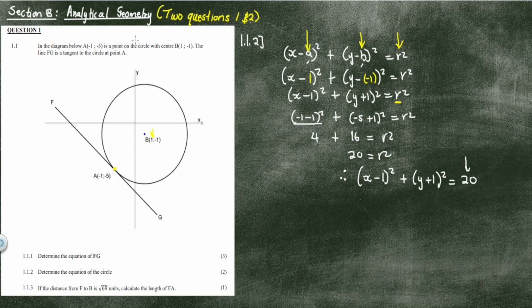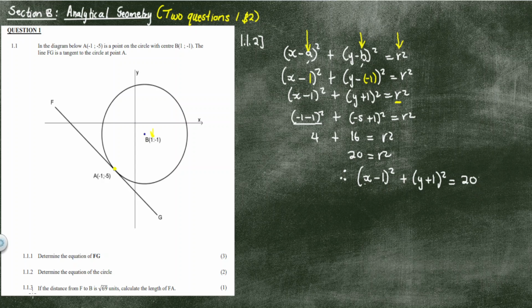It's r squared on the right hand side. So I take this 20 and substitute it as is. Okay, so x minus 1 squared, I substituted my center as well as the radius. Now I have this as the final equation. So this is the equation of the circle.